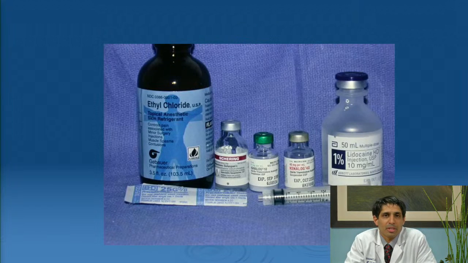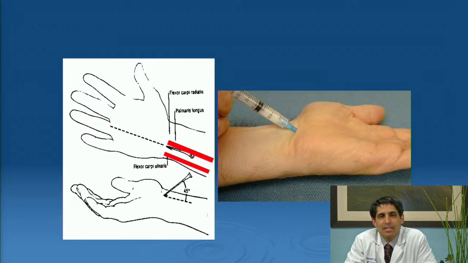So these are the different steroids that we use. And this is what we do for the injection. We inject it, that's the carpal tunnel right down there, and we're injecting deep into the carpal canal, avoiding the actual nerve itself.